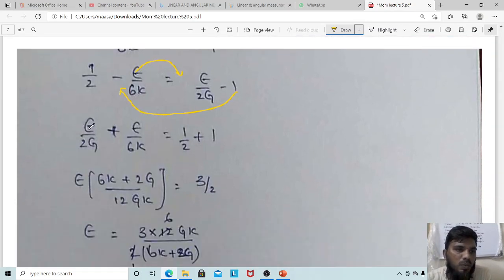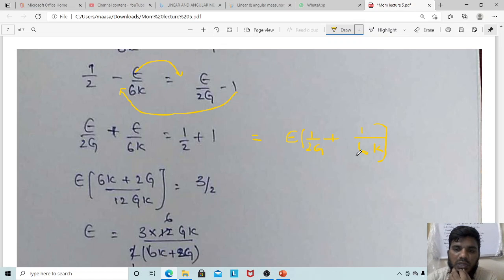Now here see, E is common in both, so I am taking it out common. What is left out? 1 by 2g plus 1 by 6k. I will write here if you are getting confused. E is common out here, so I am keeping it as 1 divided by 2g plus 1 divided by 6k. This will be left out once you take out the common E.